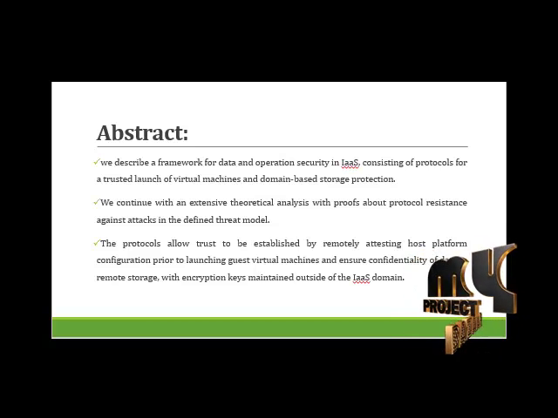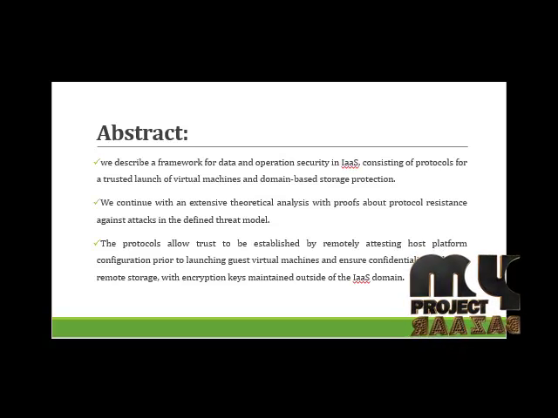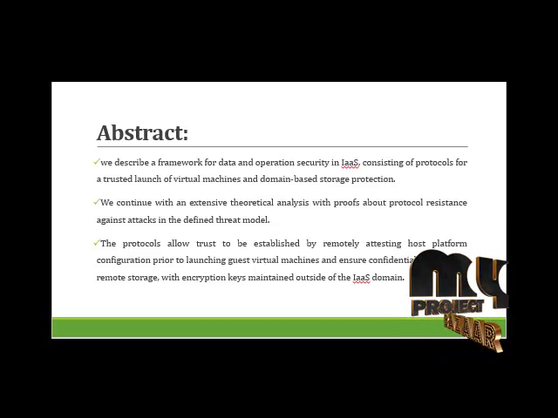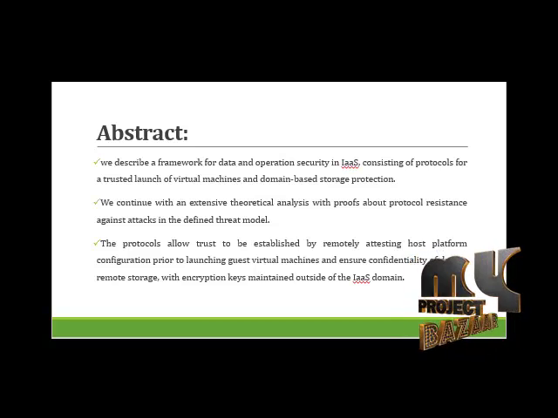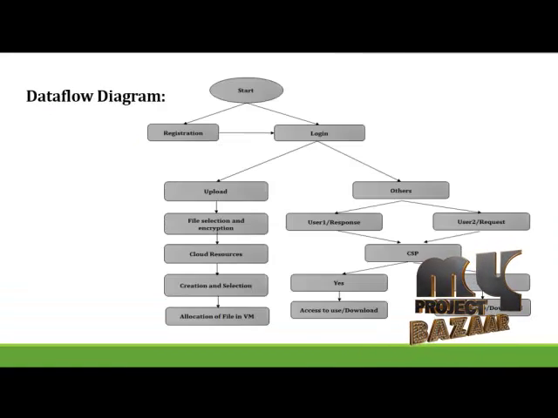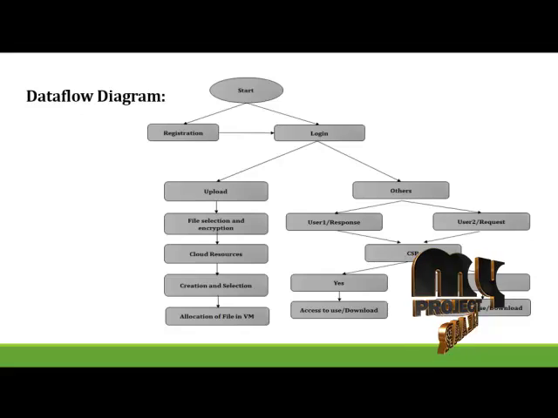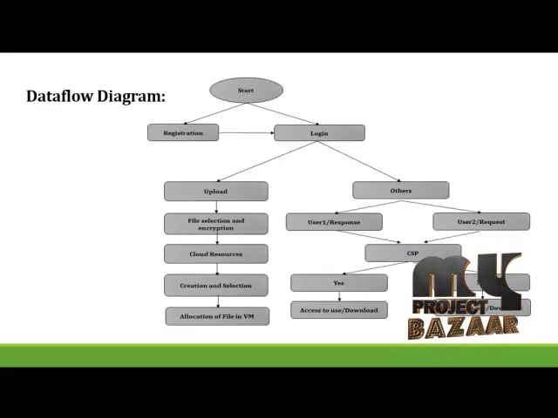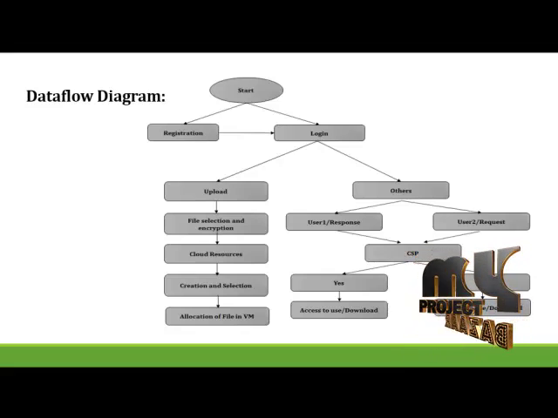In our process, we implement the user security guarantee in public infrastructures. So it provides security guarantees to the users' files and the users' private information. In our data flow diagram, first of all, the user registers their information into the process. After that, they go to the login process. In that, the user can upload or do other processes.